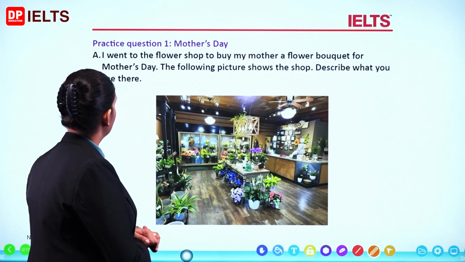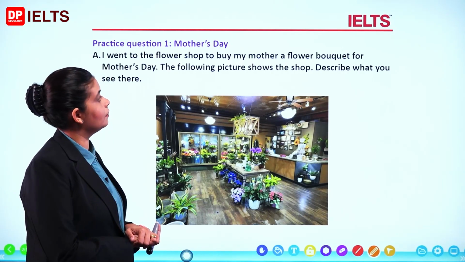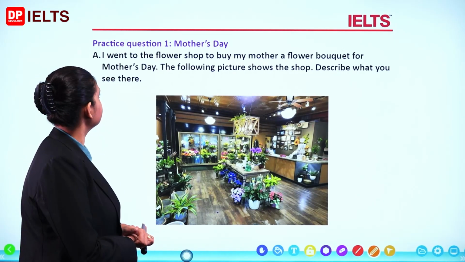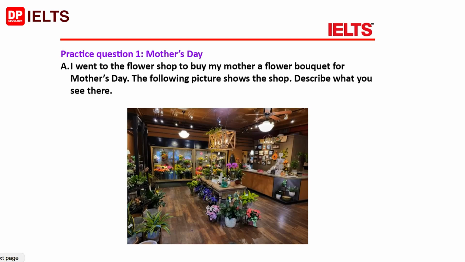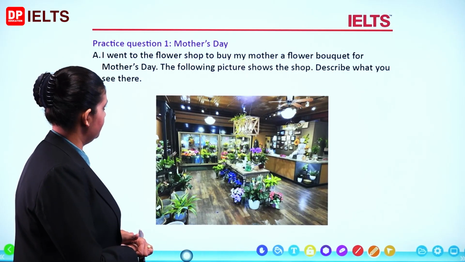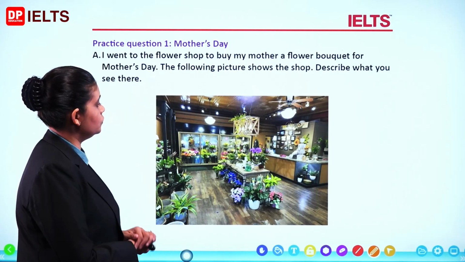All right. Practice question 1. Mother's Day. I went to the flower shop to buy my mother a flower bouquet for Mother's Day. The following picture shows the shop.